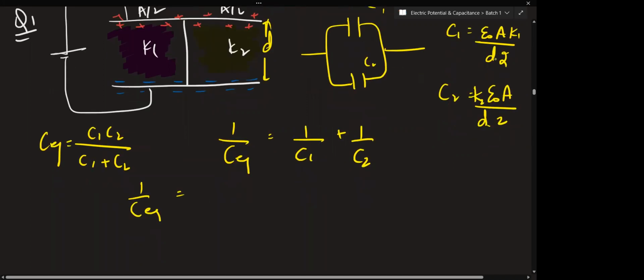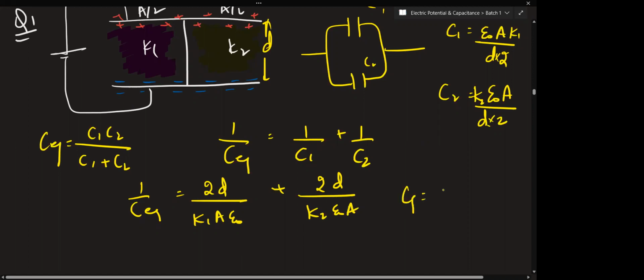Both of these are getting multiplied. So just take the reciprocal: it will be 2 times D by K1 A epsilon naught plus 2 times D by K2 epsilon naught A. So C equivalent you can write as epsilon naught A by 2D. If you take it as common, it will be the reciprocal of K1 plus K2 in this manner. Now this is one case.